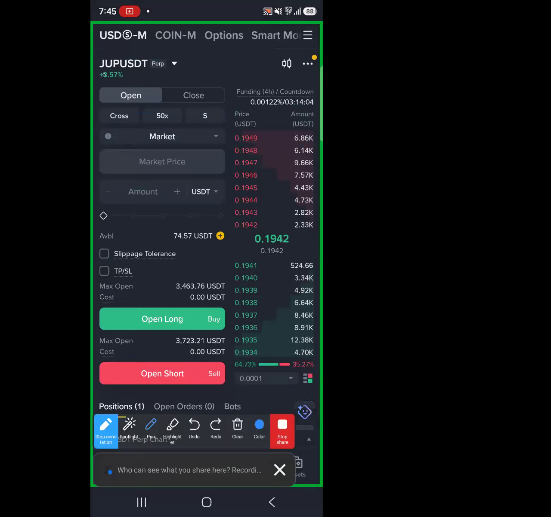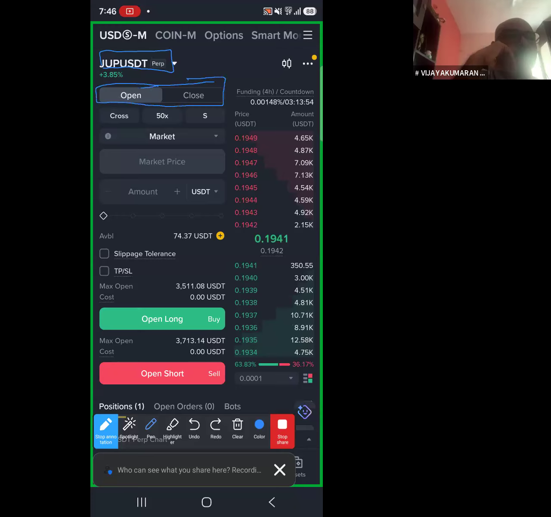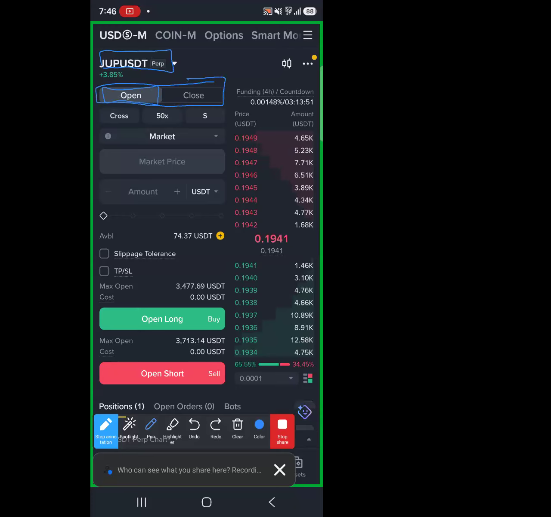Now, going into the market, you have the name, the trading pair. Then you will have these instructions, open and close. It is on open because we are yet to open a trade, so we are opening a trade. Down below, you're going to have the margin mode. At the moment, it is on cross.